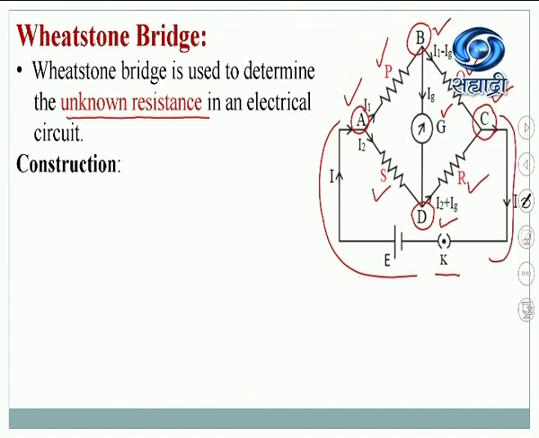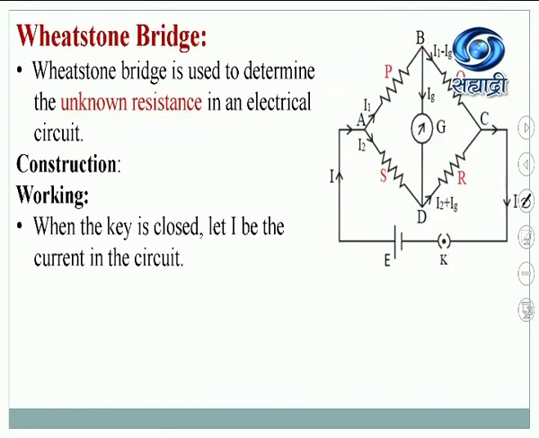So if we see the construction of the circuit, there are 4 points A, B, C, D. Between A and B the resistance is P, B and C, Q, C and D, R, D and A, S. Between B and D, a galvanometer, and between A and C, there is a battery having EMF E and a key K. So this is how the Wheatstone's bridge is constructed. Now we shall see how this works. Working of this Wheatstone bridge: when the key K is closed, what will happen?